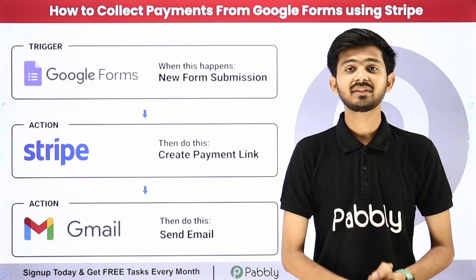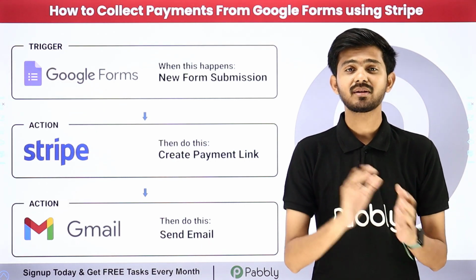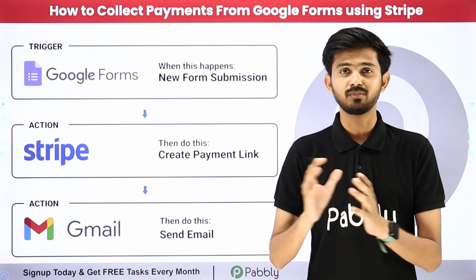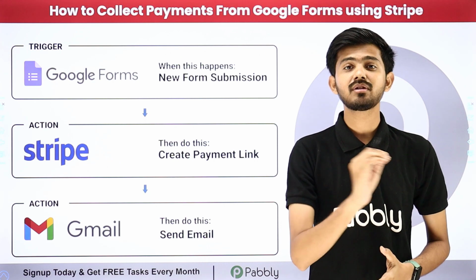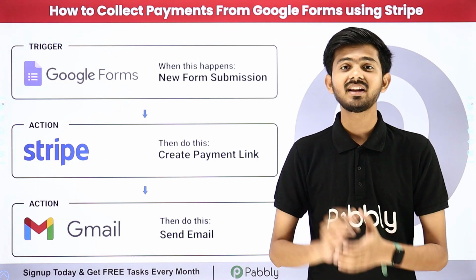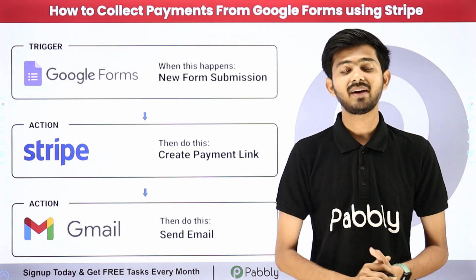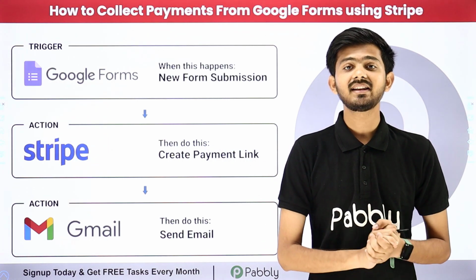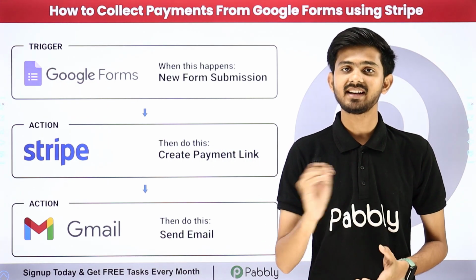Now here my objective is that whenever I receive a new form submission, and in that form submission I get the courses that my customer wants to buy, then automatically, using all those details of my form submission, I'm going to first create a payment link by using Stripe, and after creating that payment link, I'm going to send an email to my customer with that payment link.